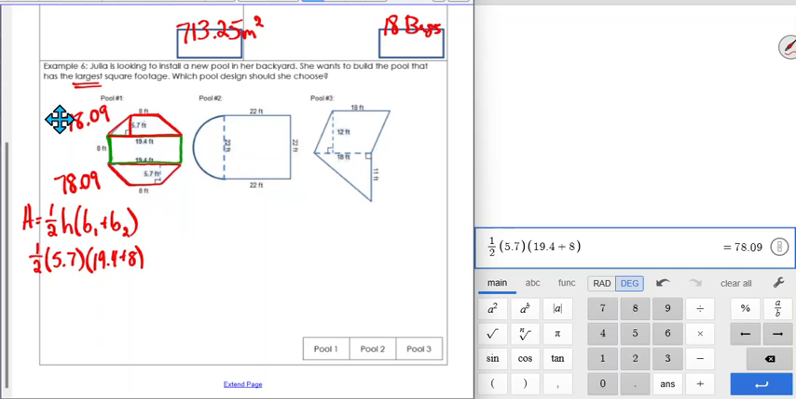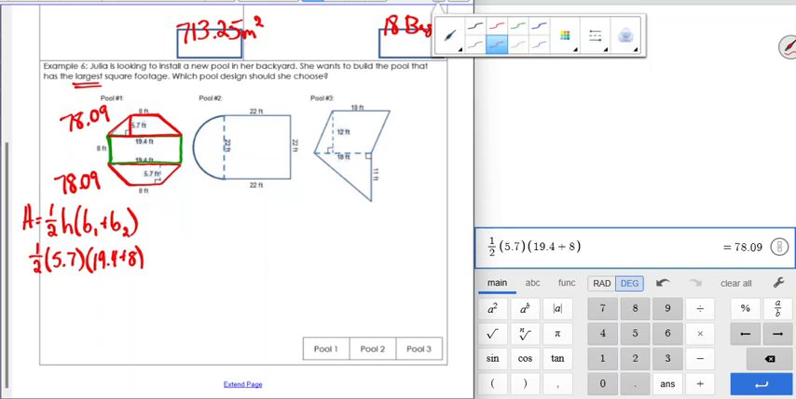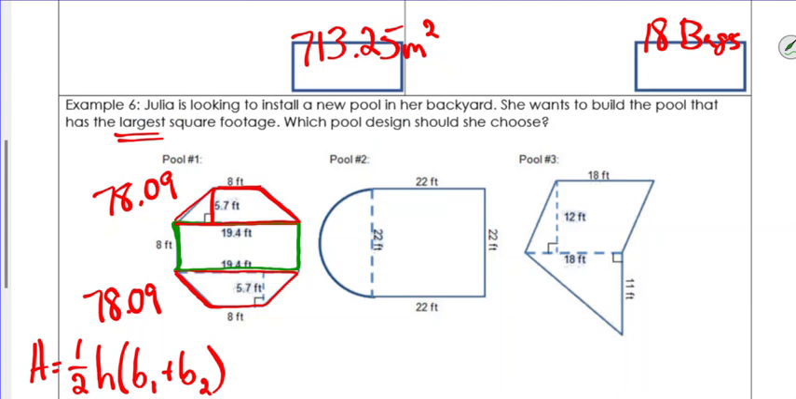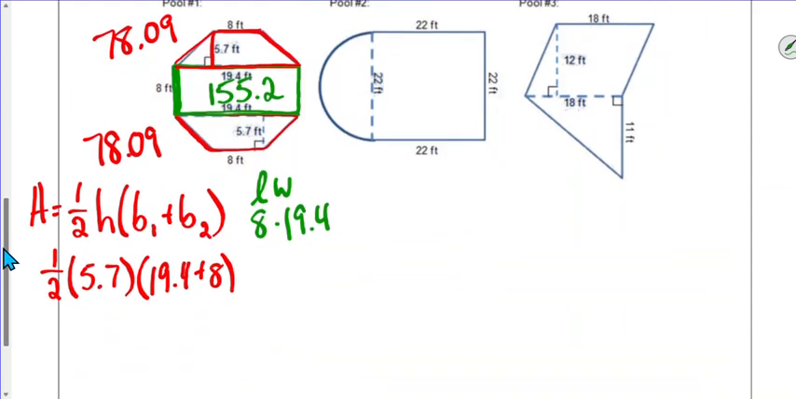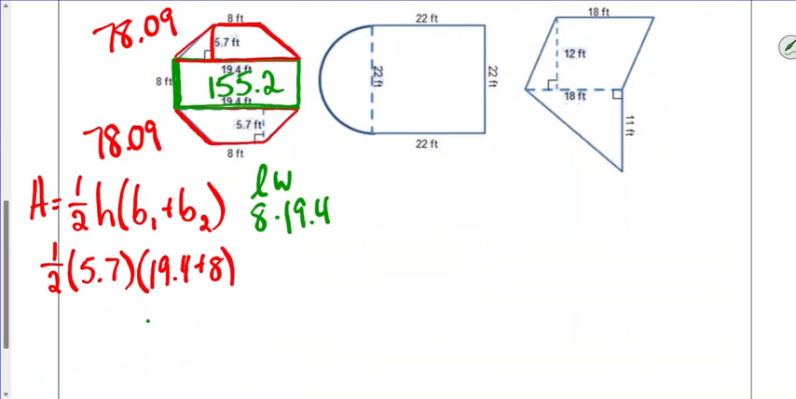Now we just need the rectangle. There we're going to multiply length times width. Length times width there is 8 by 19.4. So we're going to multiply those two together and find out that that has an area of 155.2. So the total area of that shape is 311.38.